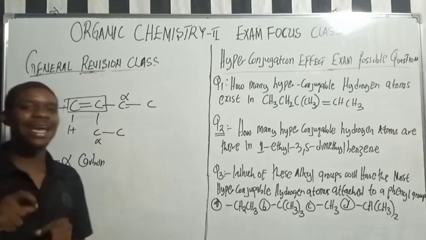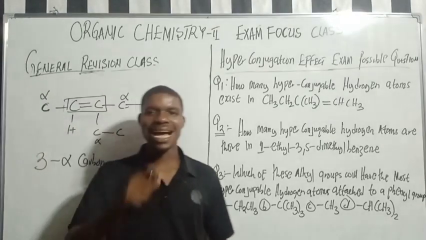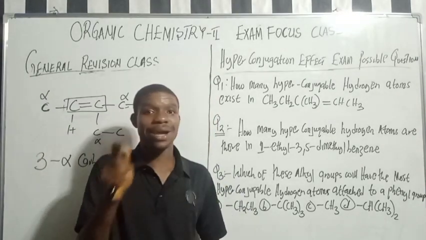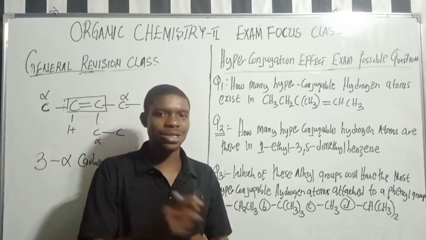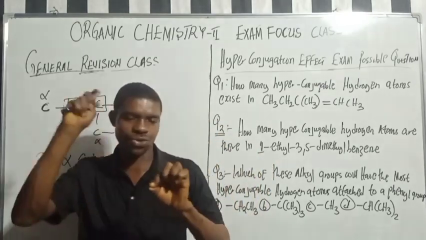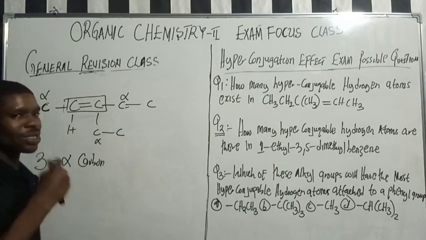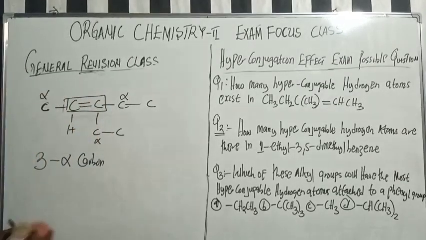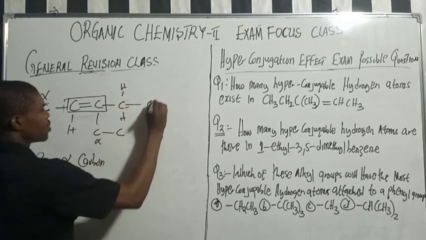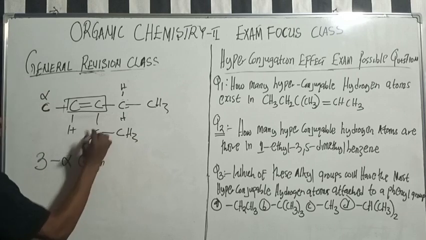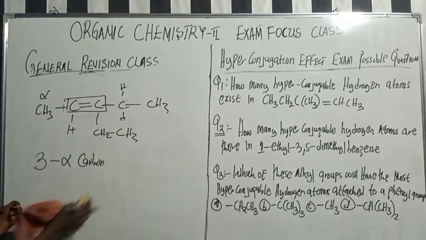Then the last one is that there must be an alpha hydrogen. What do you understand by alpha hydrogen? Alpha hydrogen is the hydrogen that is attached to the alpha carbon, as the word implies. Do you get that? After having the alpha carbon, the next is that they must have alpha hydrogen. So here I have two hydrogen, here one, one, here CH3, here CH3, here maybe CH2, and here CH3.